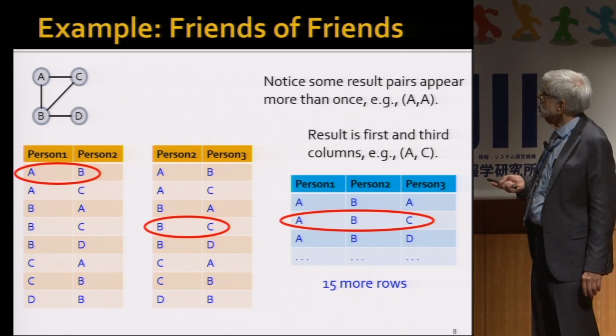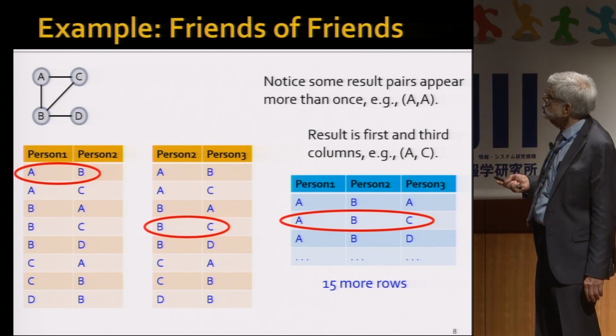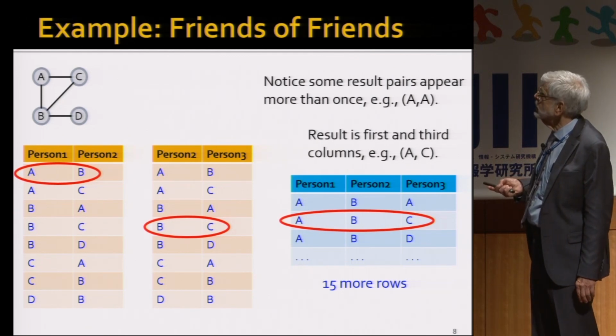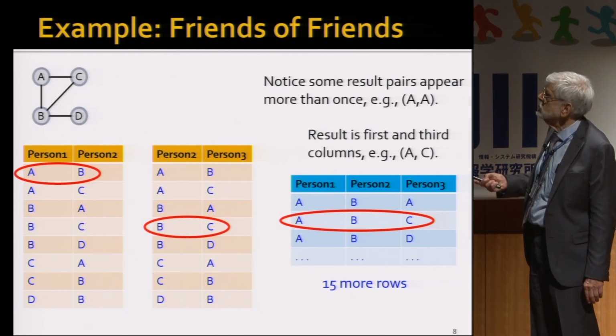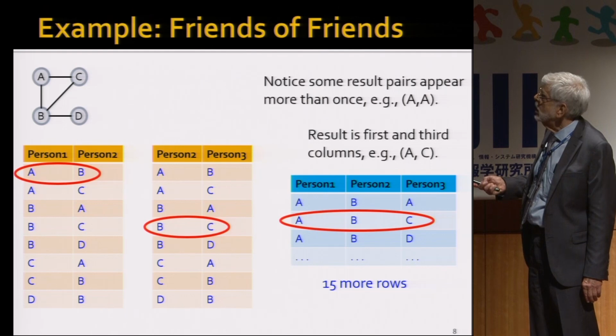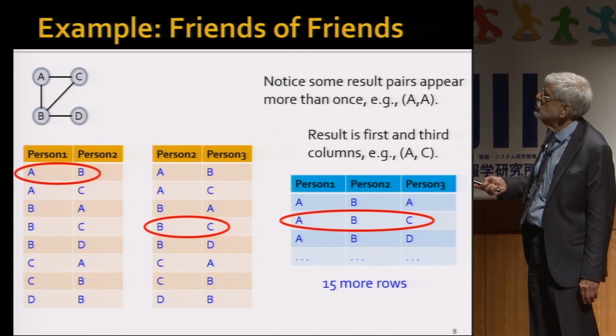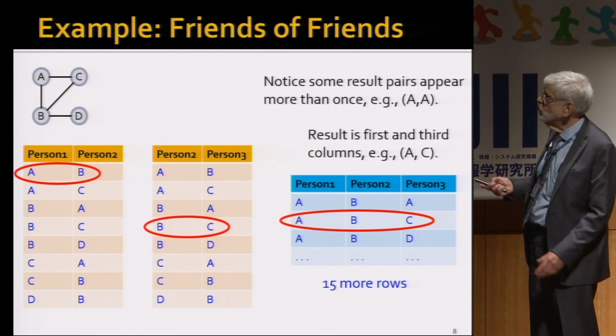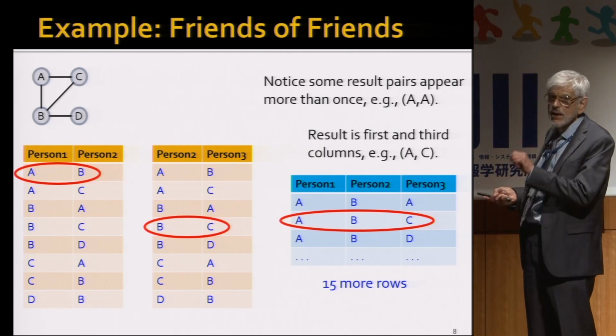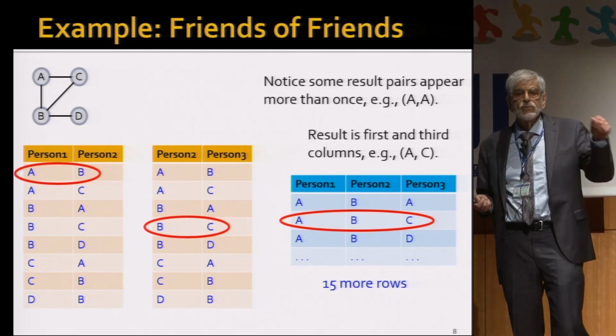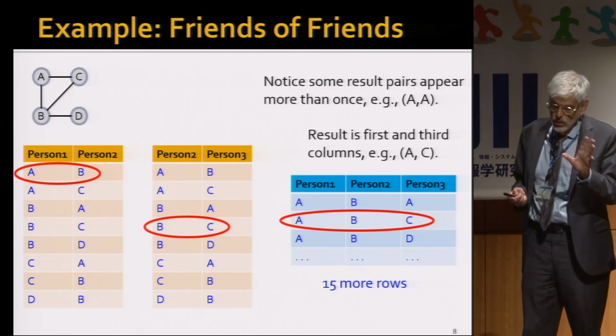I should warn you that some of these rows have the same person 1 and person 3. So for example, there's A, B, A. That says there's a path of length 2 from A to B and then back to A. But there's also another path of length 2 where A goes to C and then back to A. So you won't get a full 18 pairs of friends of friends. You'll get a smaller number.